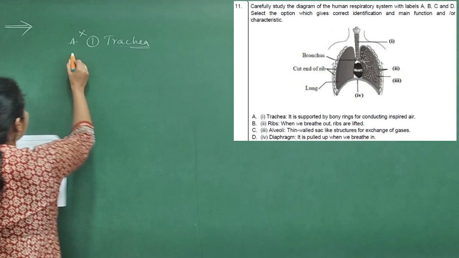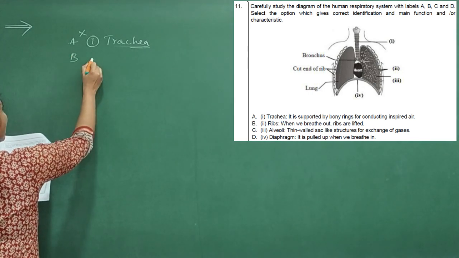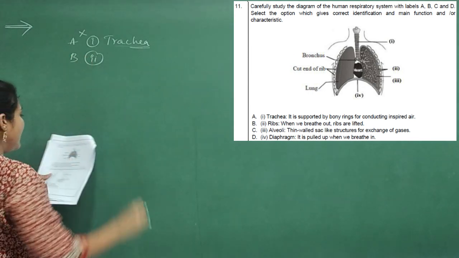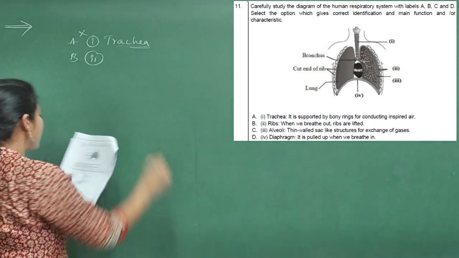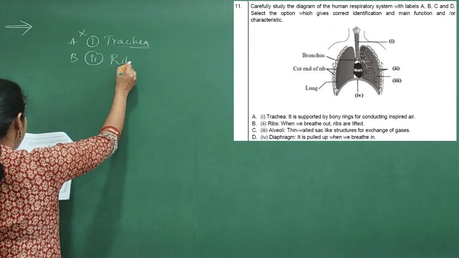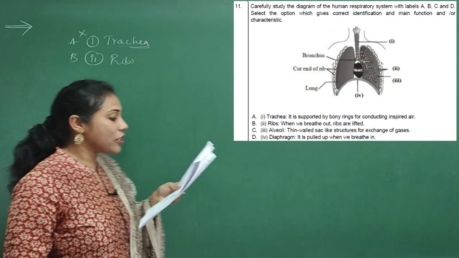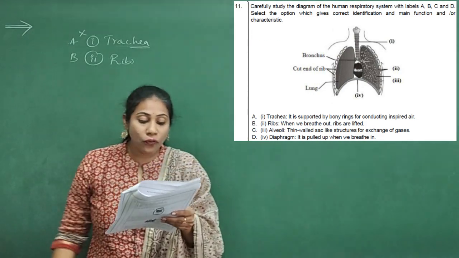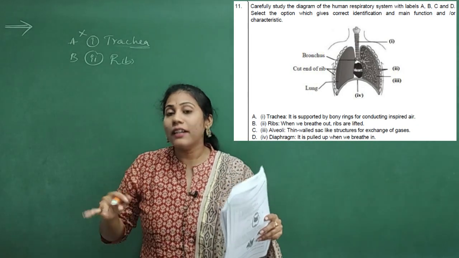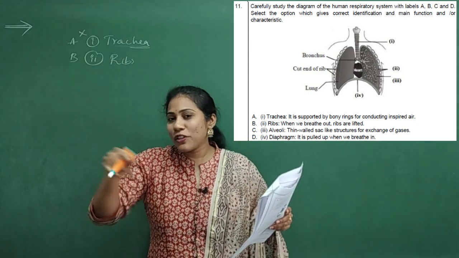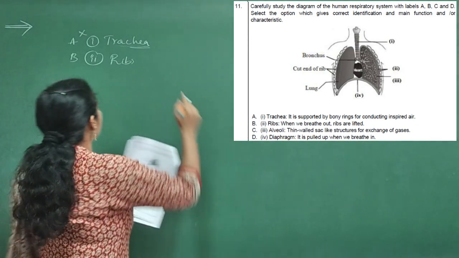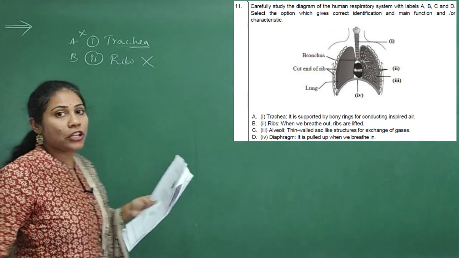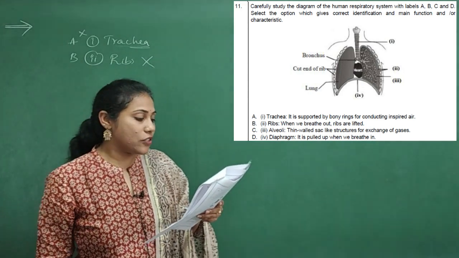And if you come to option B, the second labeling, they said it as ribs. Yes, ribs. Labeling is correct, but you see the function. When we breathe out, ribs are lifted. No, when we breathe in, ribs are lifted. So the function is opposite. So the second option is also wrong. Labeling is correct, function is wrong.